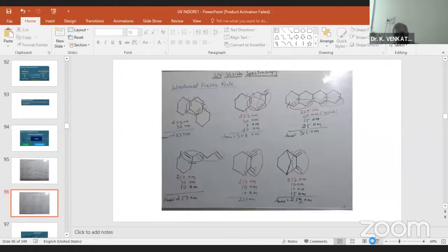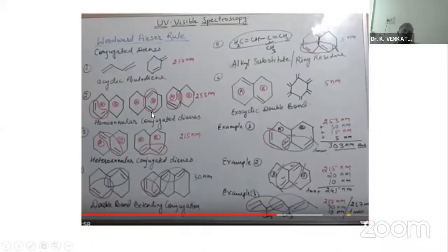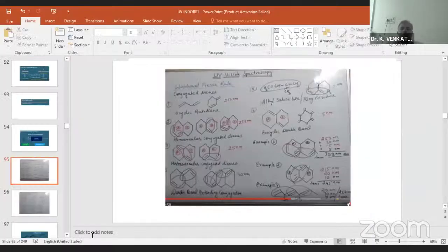Now, what is the lambda max value? This is also very important. Lambda max value is very important for 1,3 butadienes. That is mainly important for organic molecules in UV visible spectroscopy. In the presence of 1,3 butadiene, the wavelength absorbance is definitely possible. There are many types present.